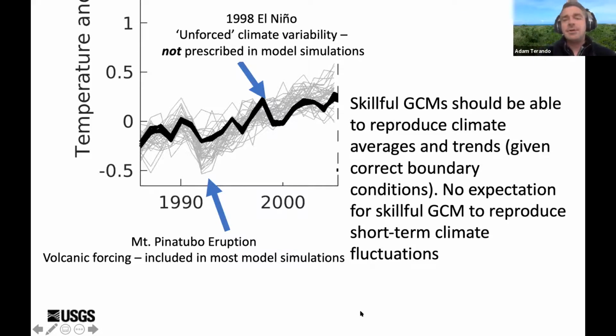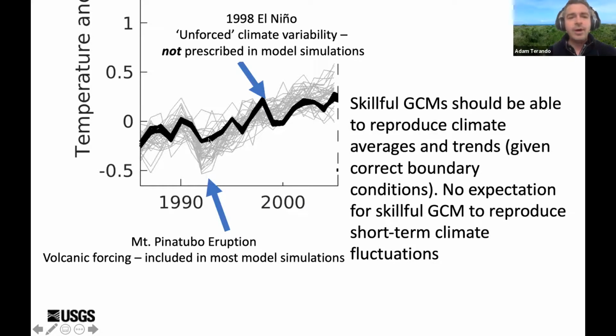So when we're thinking about climate models, and trying to assess their utility for looking at projections in the future, skillful climate models should be able to reproduce climate averages and trends over the past, as long as they had the correct boundary conditions. There's no expectation for a skillful climate model to reproduce short-term climate fluctuations. So this is sort of combining what we're talking about with short-term climate variability and the forcing scenarios. So for instance, here's climate model results, those are the gray lines here over the past, and this brown thick line would be the observed, okay?